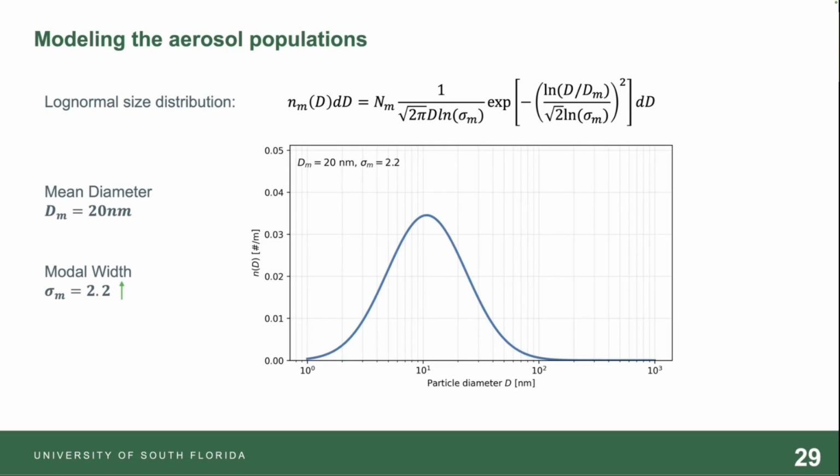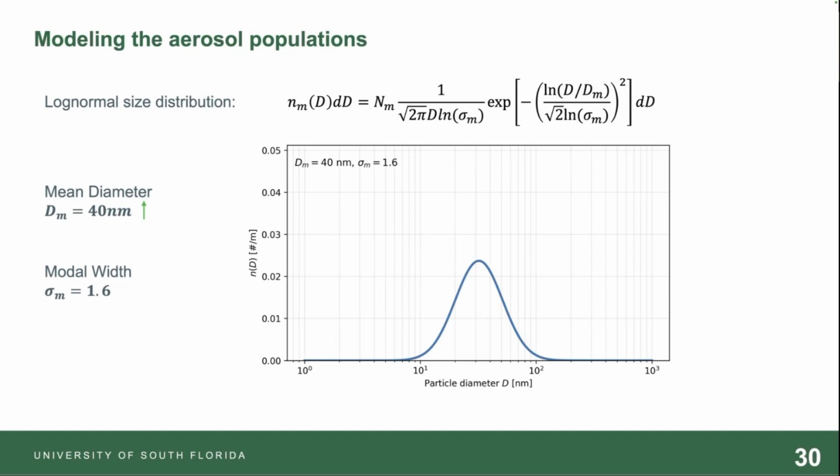For example, for certain atmospheric aerosol species, we might know that we have a certain mean diameter, but we also have a much higher modal width. So we have a lot more smaller and a lot more larger aerosols. And we can quite simply model this. And we can also model higher mean diameters. So for, again, different atmospheric aerosols, we might have higher mean diameters.